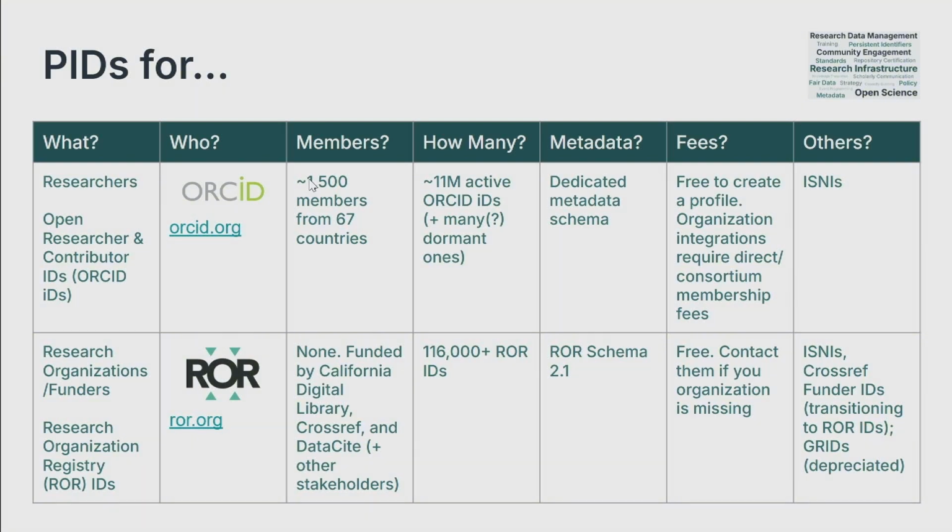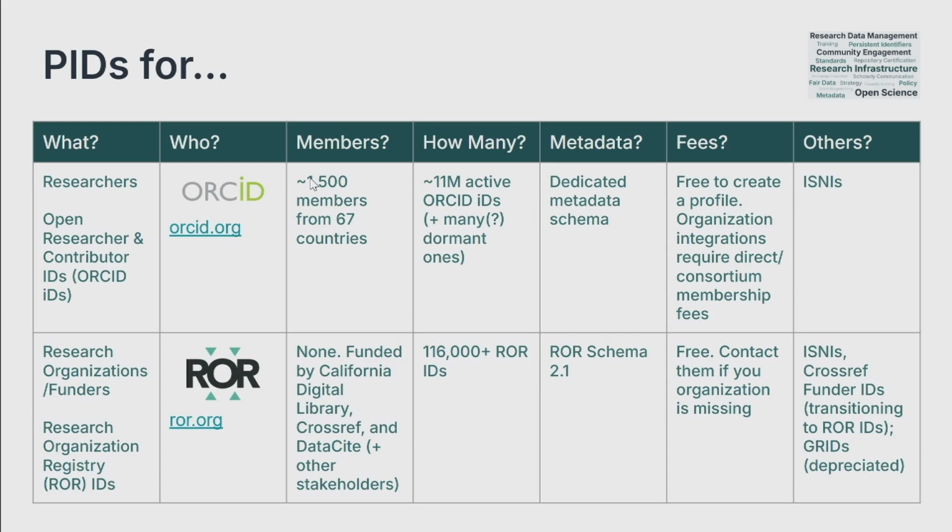Well, for researchers, you have ORCID IDs. These are provided by ORCID, which has about 1,500 members. There's 11 million active ORCID IDs, plus one assumes a number of dormant ones. It also has a dedicated standard metadata schema, but I don't know what it's called. One of the things that's useful to note is that it is free for any researcher to create their own profile, get their own ORCID ID, have their own ORCID record.